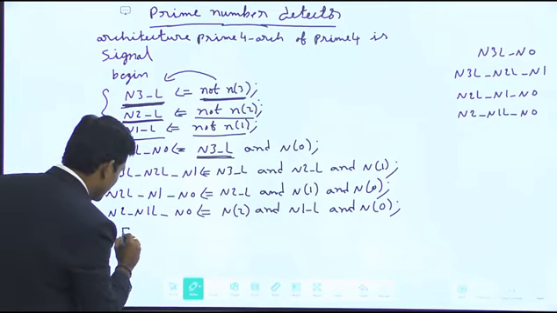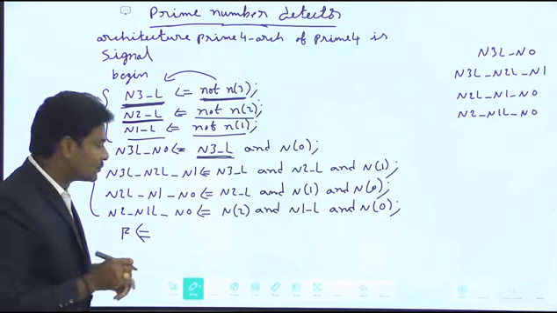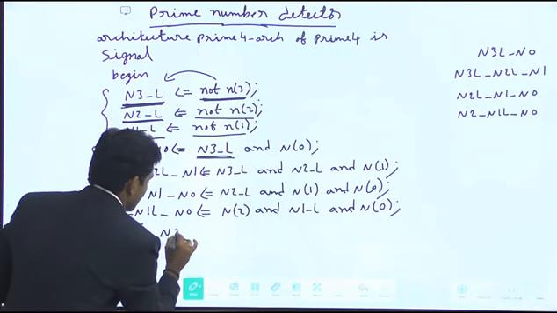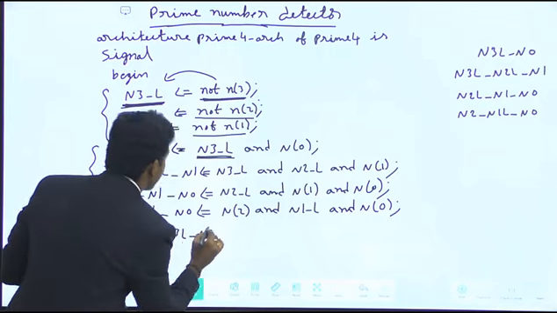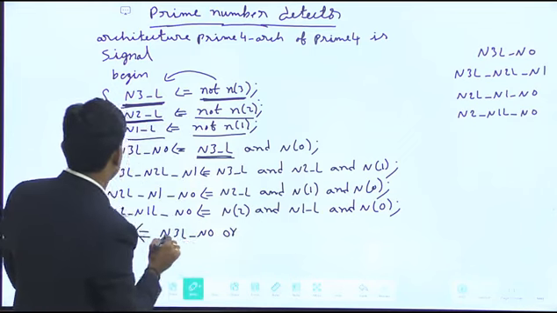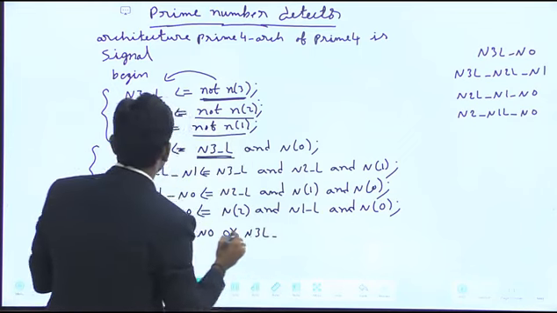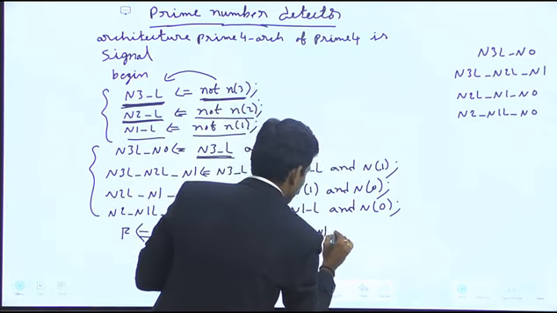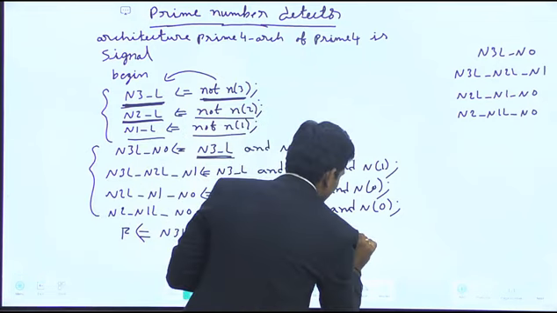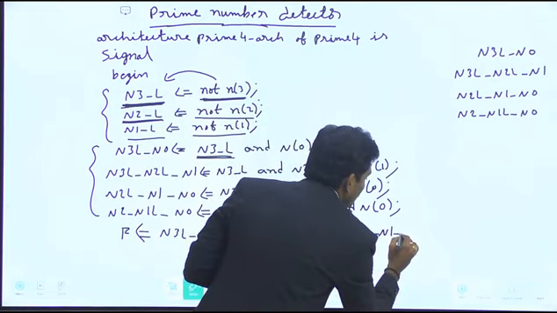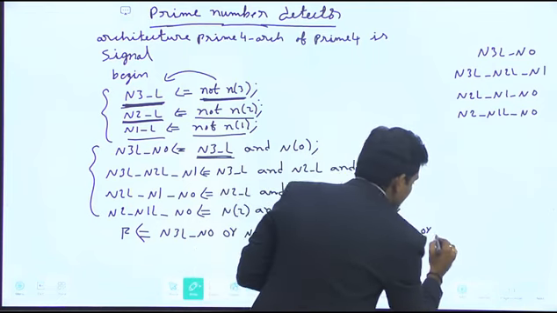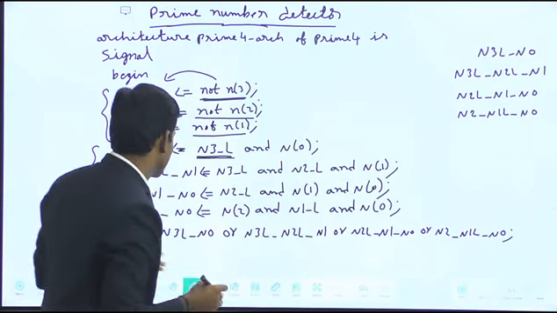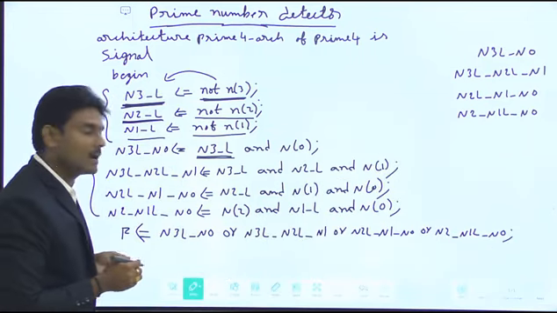So that one has F. Okay, so F is the OR operation between all these 4 AND gate outputs. That's what I am supposed to mention. N3L_N0 OR with N3L_N2L_N1 OR with N2L_N1_N0 OR with N2_N1L_N0. So that is the OR operation between all these 4 AND gate outputs.